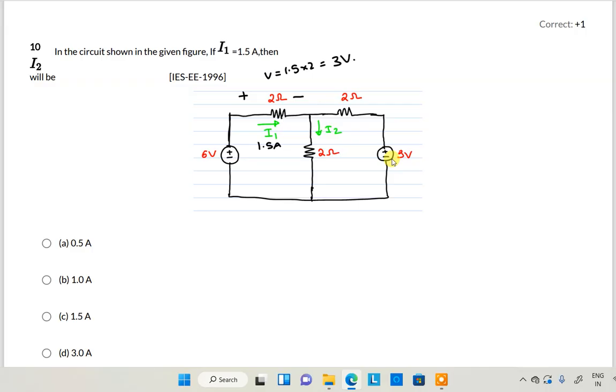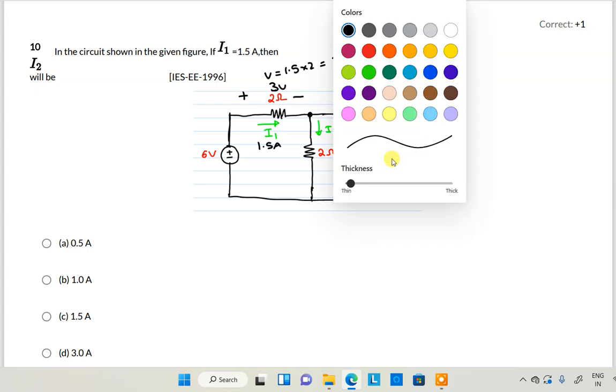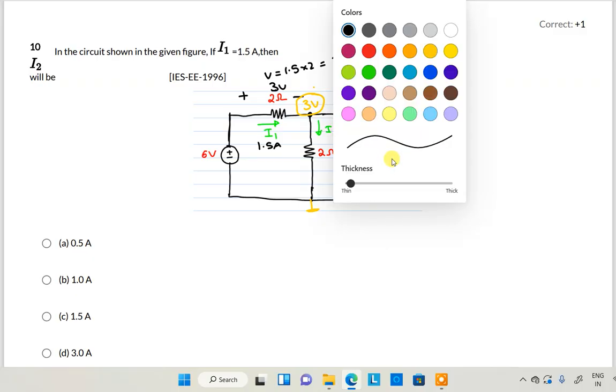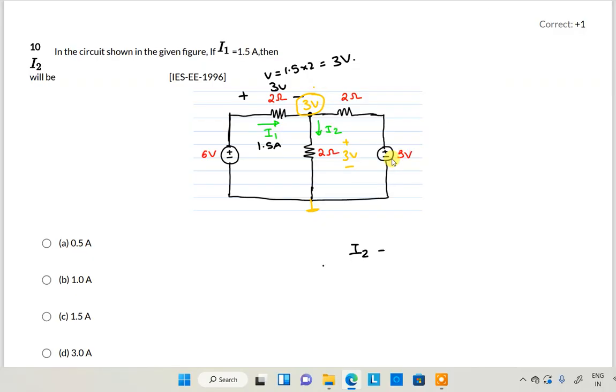What is the voltage now here? 3 volt is the voltage across the 2 ohm. This is 6 minus 3. That means what is the voltage available here? The voltage available here is 3 volt. Okay. So whenever the voltage across this particular resistor is 3 volt, then current I2 is equal to V by R. V is 3, R is equal to 2. That will be equivalent to 1.5 amperes. What they are asking, the current I2 will be 1.5 amperes.